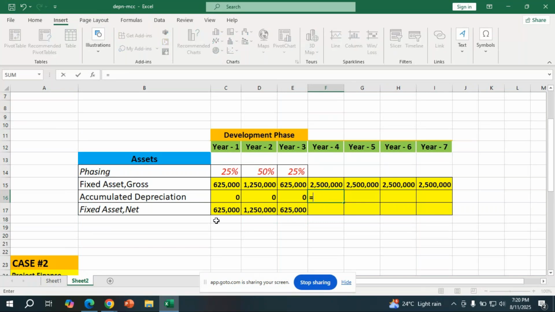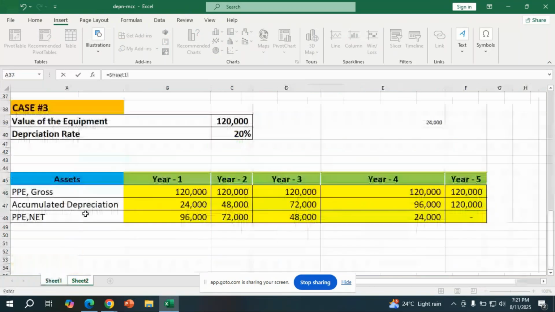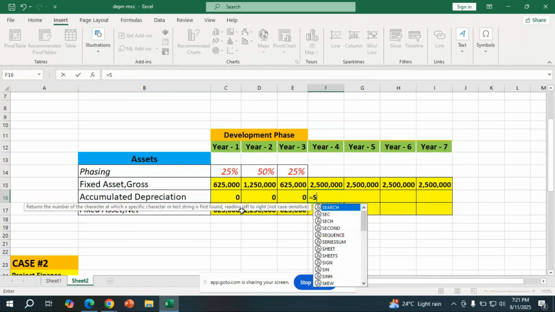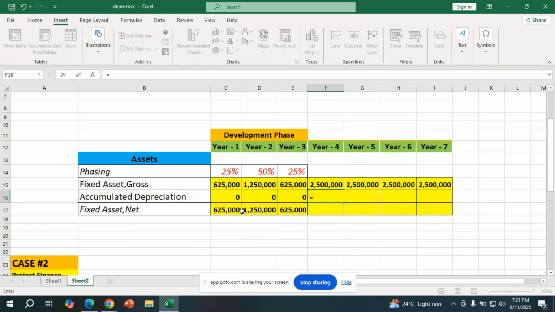Now, what is this being defined as? Tell me. It is the accumulated depreciation. So here also it is 0 plus 0, 0, 0. So it's all 0. Now from the fourth year onwards, what happens? How did we do it in the previous case? In accumulated depreciation, we keep adding the previous year with the current year. So the same thing we do here for the accumulated depreciation.